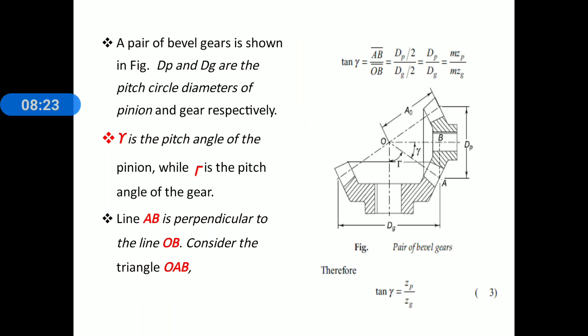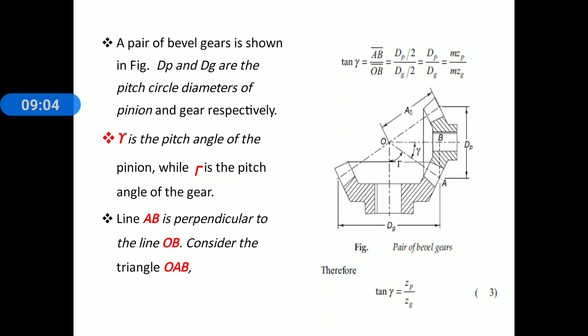Now here we discuss some important points which will be important when we solve a problem. Again, everyone observe the sketch shown on the screen. A pair of bevel gears is shown in the figure. D suffix P and D suffix G are the pitch circle diameters of the pinion and gear respectively. Gamma is the pitch angle of the pinion, while lambda is the pitch angle of the gear.